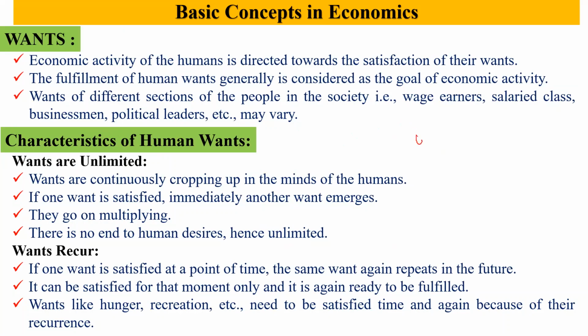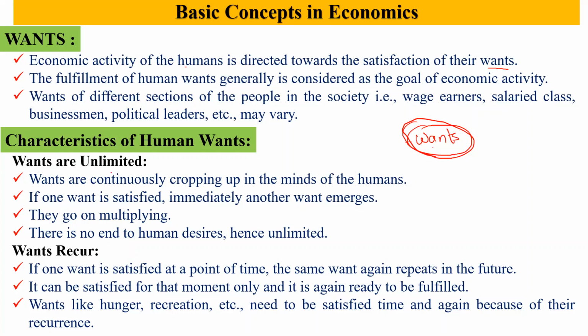Economics revolves around the one word, wants, that is human wants. So the economic activity of humans is directed towards the satisfaction of these wants. There are unlimited human wants. Whatever a man does, whatever he works for, is to satisfy these wants. So all his activities are directed towards the satisfaction of these wants. The fulfillment of human wants is considered the goal of economic activity. Wants for different sections of people vary. That is, the wants of wage earners, the salaried class, businessmen, political leaders, they vary. Person to person, wants will vary.